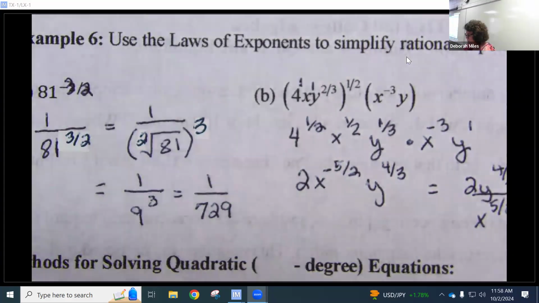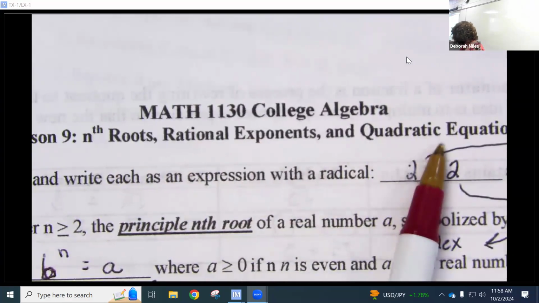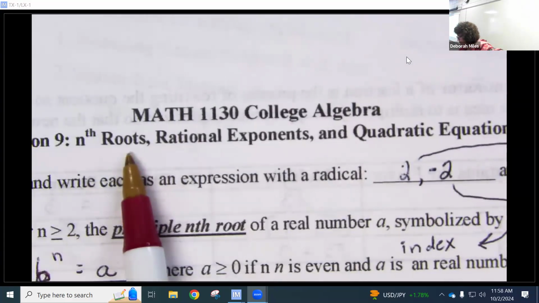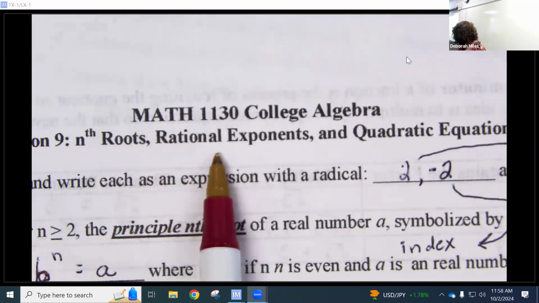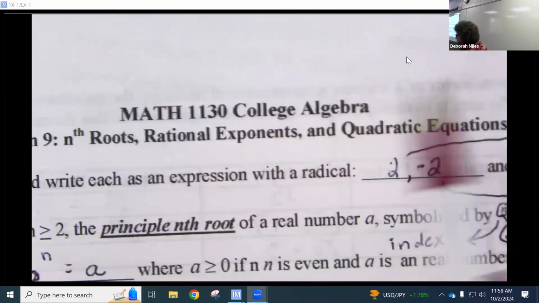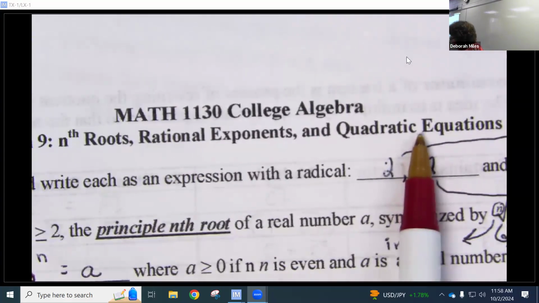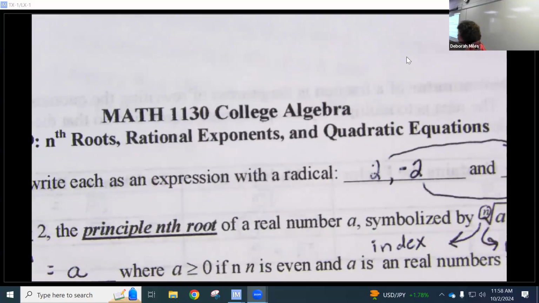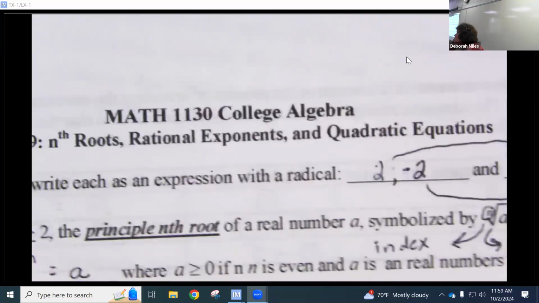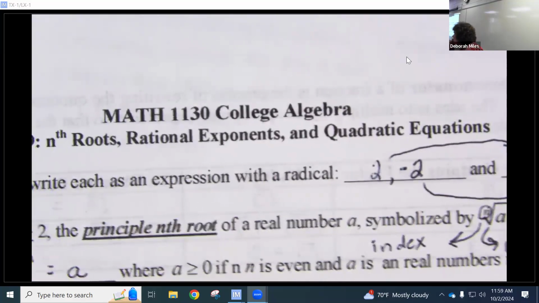Lesson 9, the title of it was Roots, Rational Expressions, and Quadratic Equations. Well, Monday, we simplified roots. Today, we've talked about how rational exponents mean the same things as roots or can be written as roots. Now we're back to solving quadratic equations. And solving quadratic equations was the video that y'all had to watch last Wednesday because I was out. Number one, we said a quadratic equation, how do you recognize it?